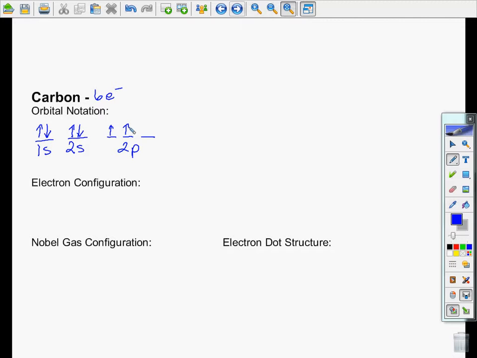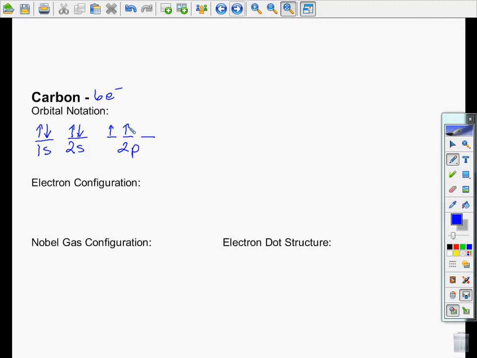They can't be paired up yet until all three spaces have one electron, then we can start pairing them up. Kind of okay so far? Maybe? Okay. All right, so this is an orbital notation. It shows the electrons in the orbitals.